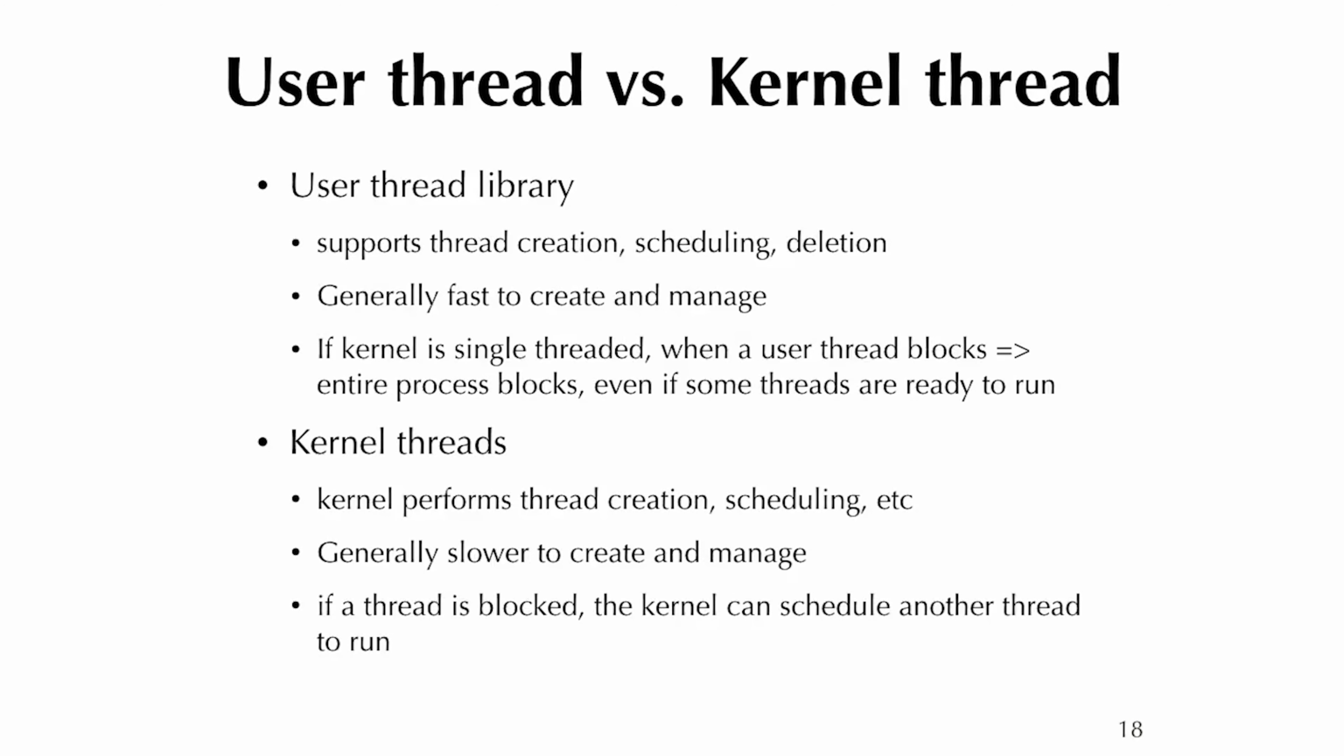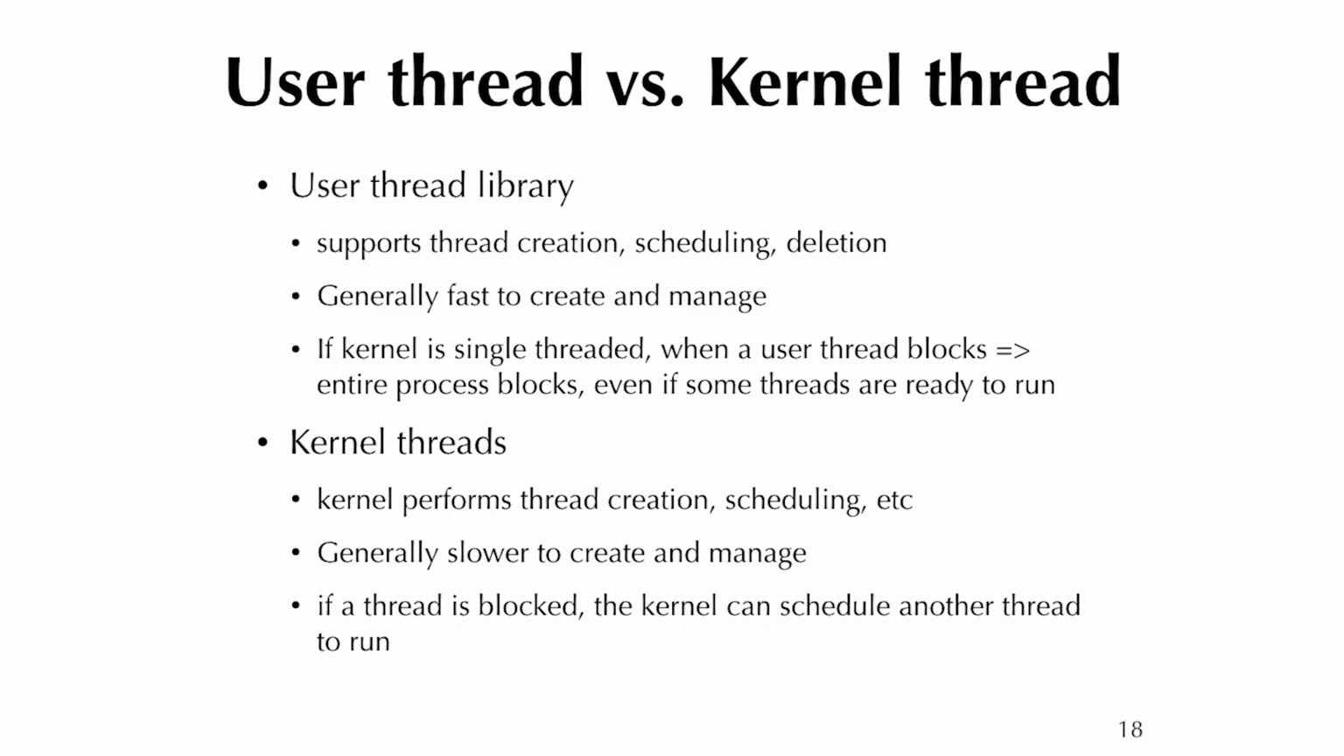Right? So user threads are implemented with a user thread library. The kernel doesn't have to know anything about it, but it could, and that's with scheduler activation. So if the kernel doesn't know anything about it, the user process is assumed to run single-threaded, so that when a user thread blocks, what does that mean? That means the entire process blocks, right? So simple as that. Even if there are other threads ready to run.